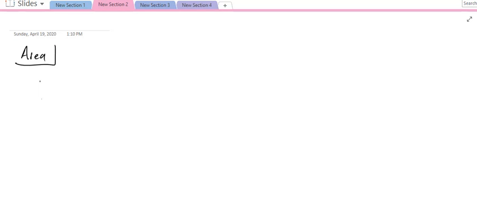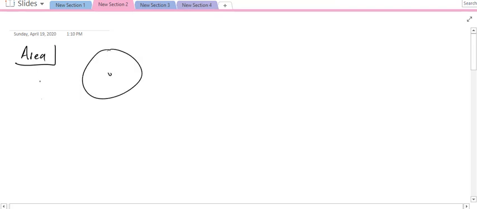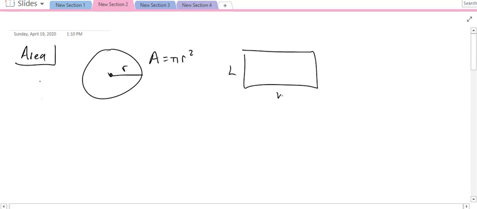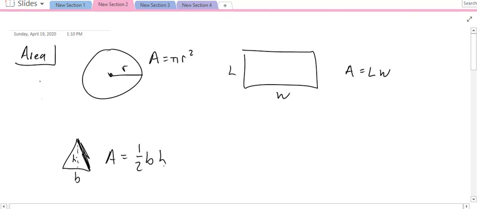Now, when we talk about area, we know some things from geometry class. We know how to find the area of a circle. We know that the area here is pi r squared. We know that the area of a rectangle is the length times the width of that rectangle. We even know triangles, where we find the base and then we find some height, and then the area is 1/2 base times height.